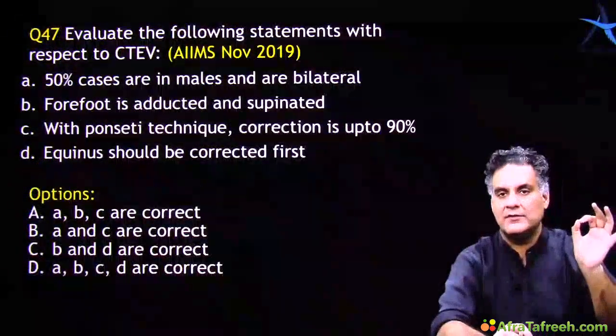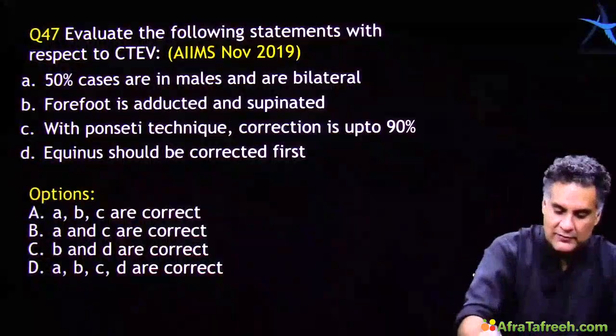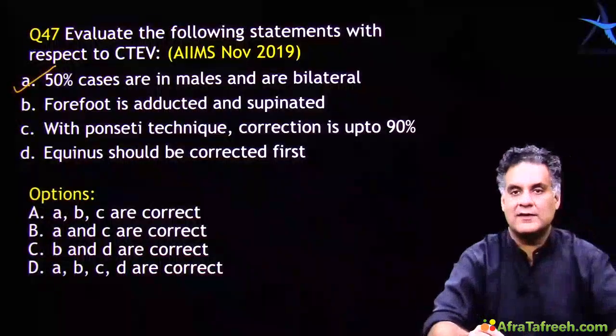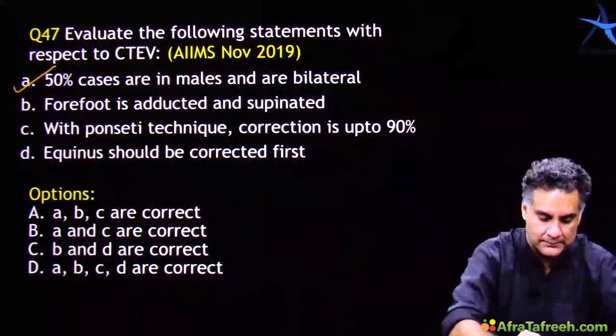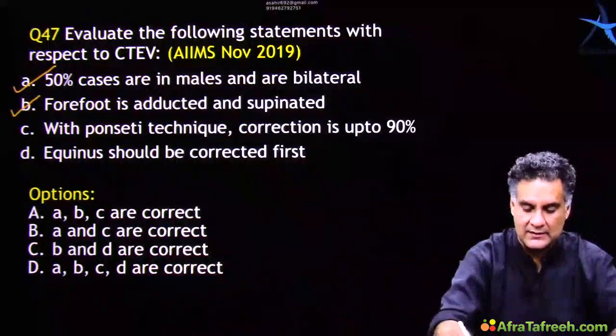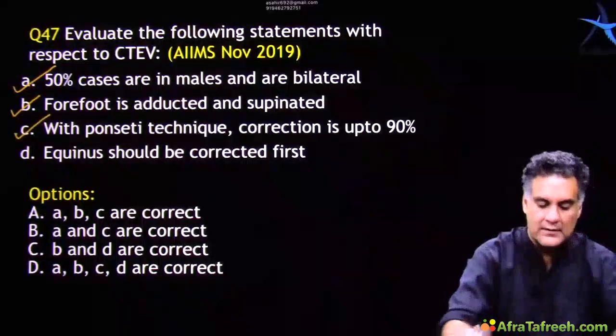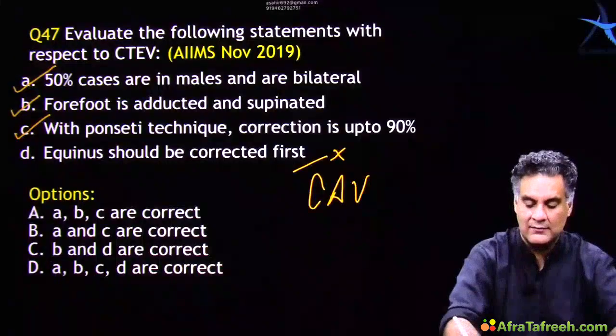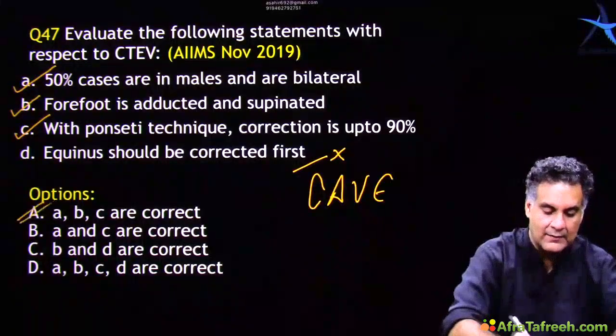Evaluate the following statements with respect to CTEV. 50% cases are bilateral and in males. True. Forefoot is adducted and supinated. True. With Ponseti, correction is up to 90%. True. Equinus should be corrected first. No, it's last because the order is C, A, V, E. So the answer is A, B and C.